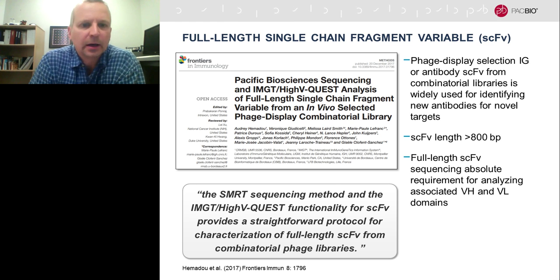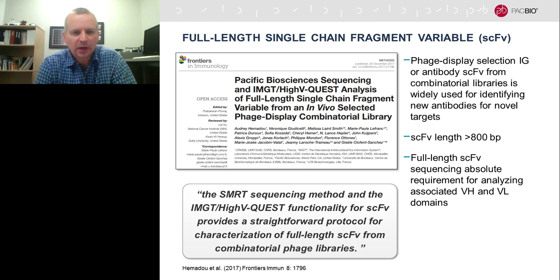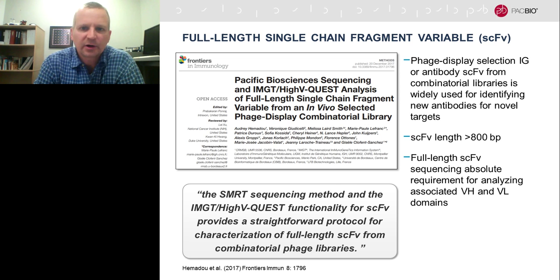And then finally, we were very honored to collaborate with researchers who maintain the IMGT database for single chain fragment variable, which of course are used in a phage display selection scheme for immunoglobulin, or these scFVs from combinatorial libraries, for identifying new antibodies for novel targets.